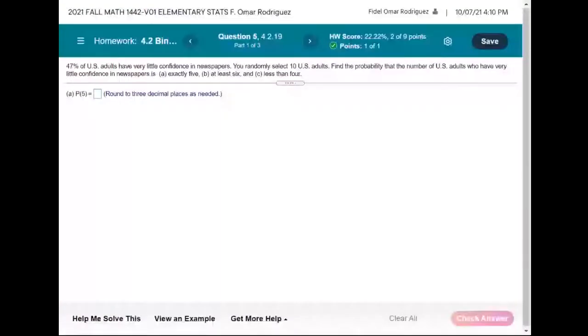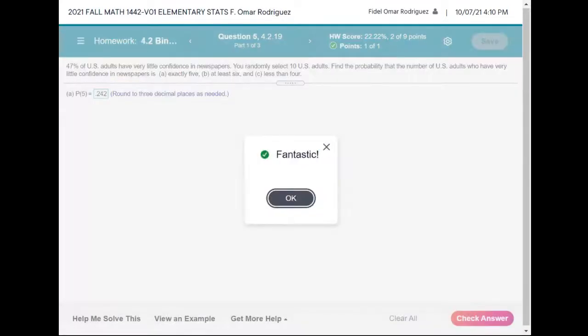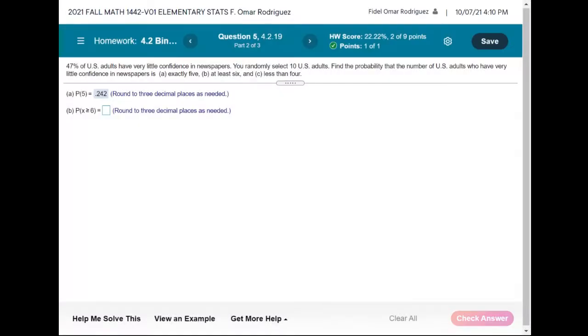I'm going to share my screen one more time because I want you guys to see it as I'm entering this in. It's going to be working out nice and pretty. So here we go: 0.242. Let's check it, and we got it right. So we got part A right.